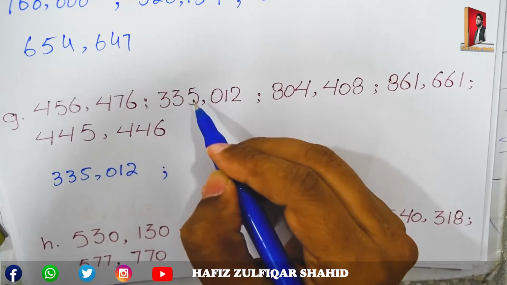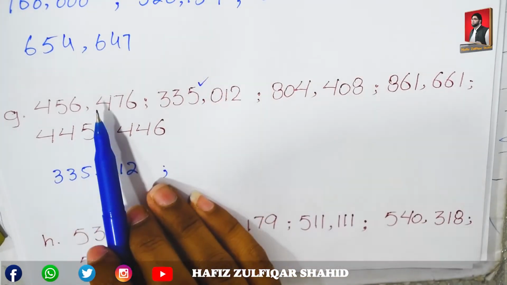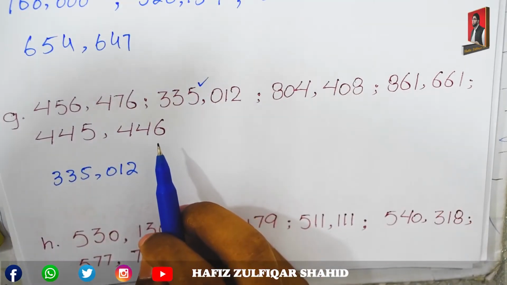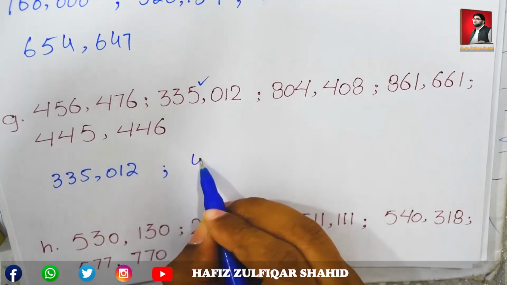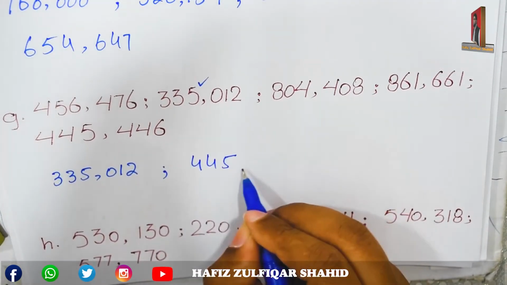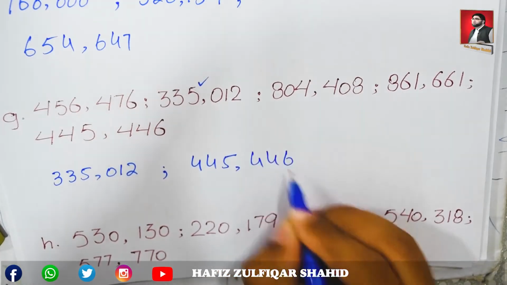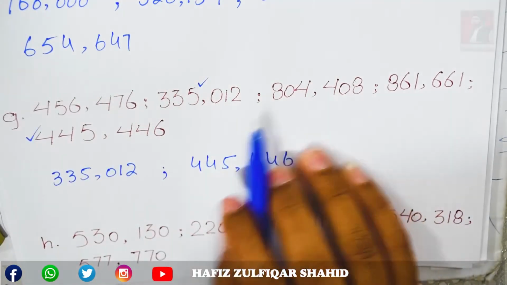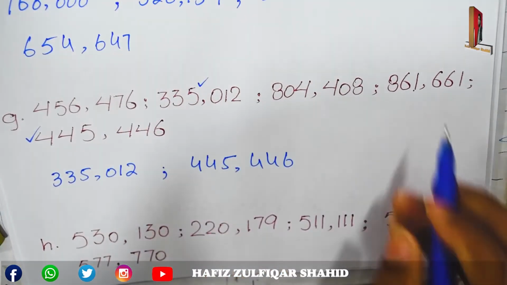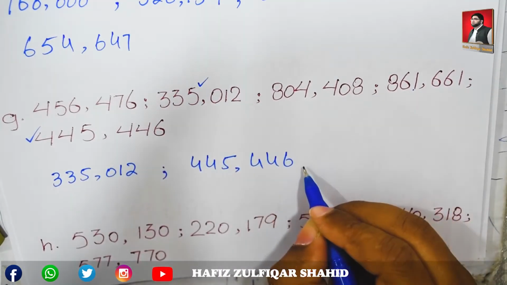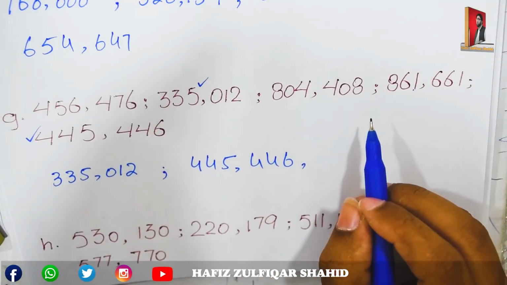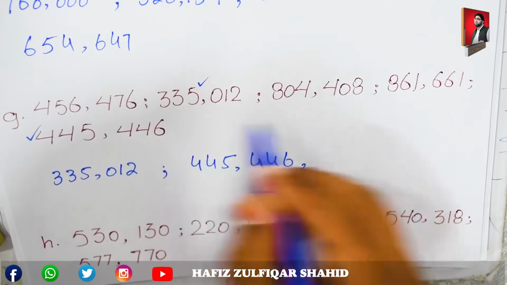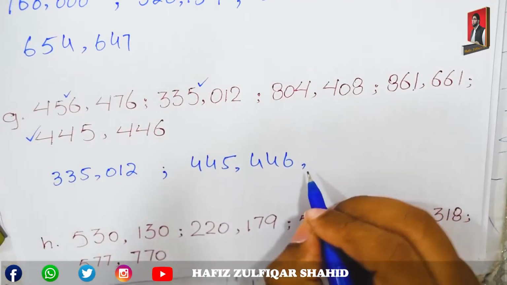Now compare, we have written this one. Now compare the remaining 4 values, and the smallest from these 4 is 445,446. We have picked this one. Now compare the remaining 3 values, which is the smallest one from these 3, and we can see clearly that this one is smaller in all these 3 values.